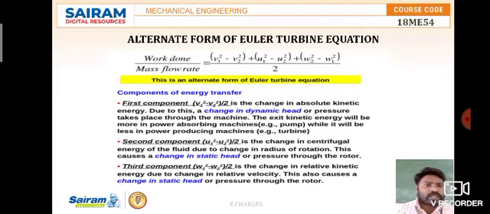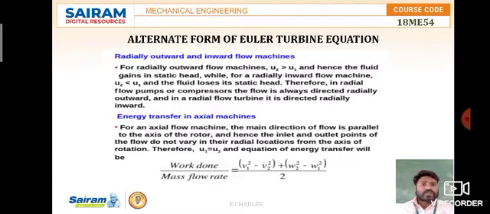Now coming to the second component, (U1 square minus U2 square) divided by 2 is the change in centrifugal energy of the fluid due to change in radius of rotation. So this causes a change in static head or pressure through the rotor. Next is the third component, (W1 square minus W2 square) divided by 2, the change in relative kinetic energy due to change in relative velocity. So this also causes a change in static head or pressure through the rotor. So one is absolute kinetic energy, next is centrifugal energy of the fluid, and third is kinetic energy due to change in relative velocity.